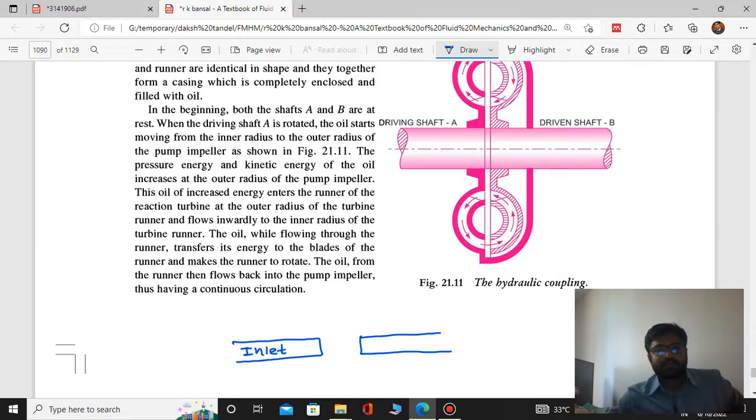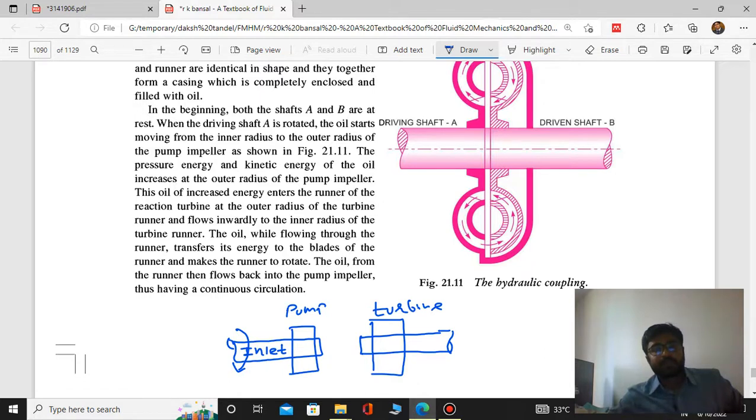We have connected pump with inlet pipe, inlet shaft. This is our shaft, and also we have outlet shaft. So we have connected turbine with outlet shaft. Here we have connected turbine, and here we have pump. So what we are doing, initially this shaft is rotating, and because of that the shaft of pump will rotate.